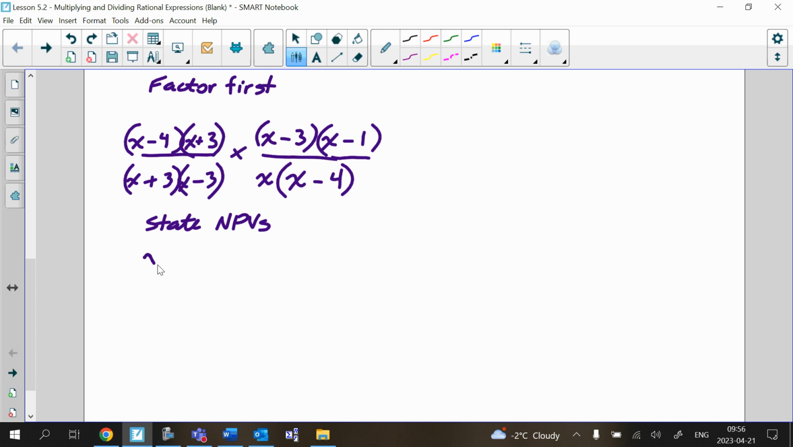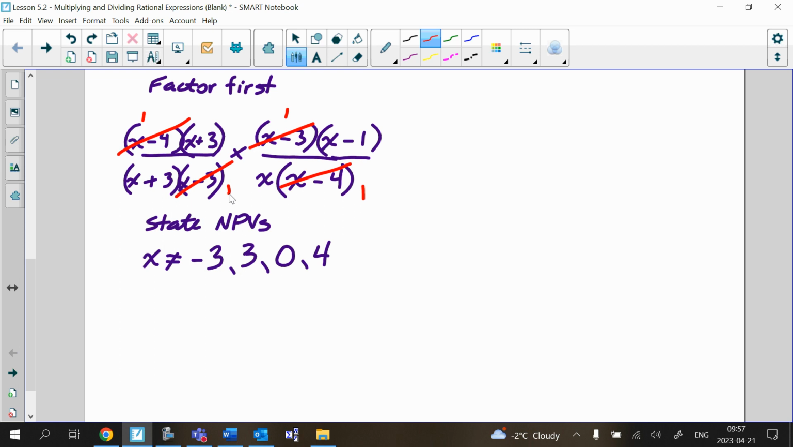What about this one? 3. Don't forget about this one. Don't overthink, it's easy. 0. And this one. So those are all restrictions. Now start reducing. Well, just look for identical factors. Those can go. The x minus 3s can go. Can anything else go? The x plus 3s can go, even though they're in the same fraction, they can still go.